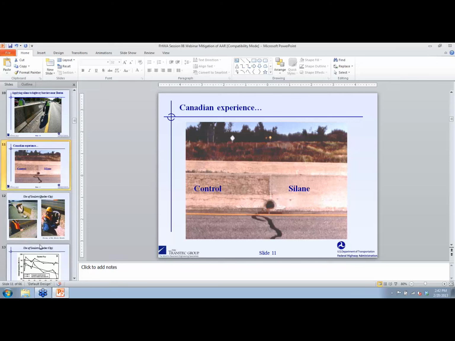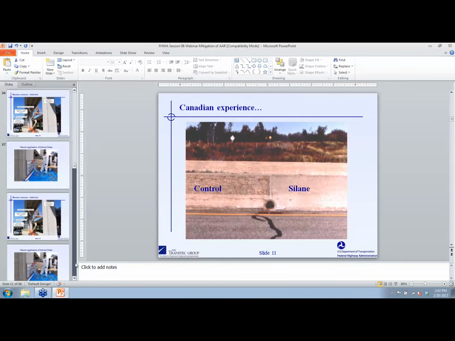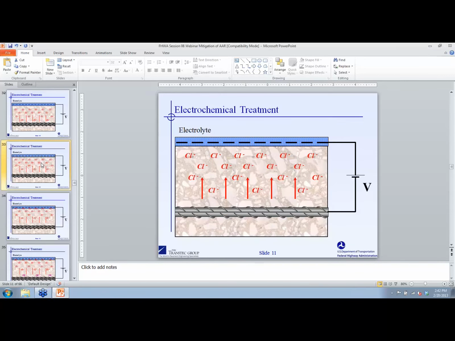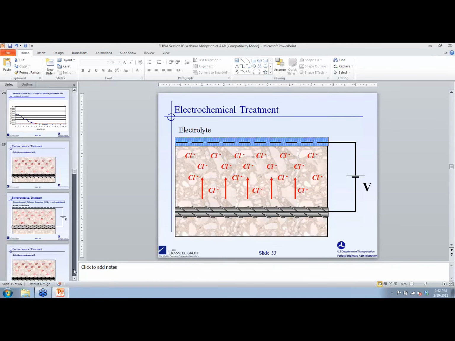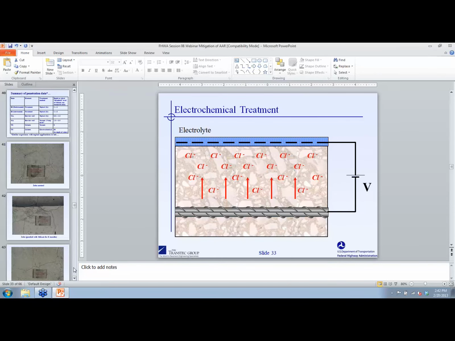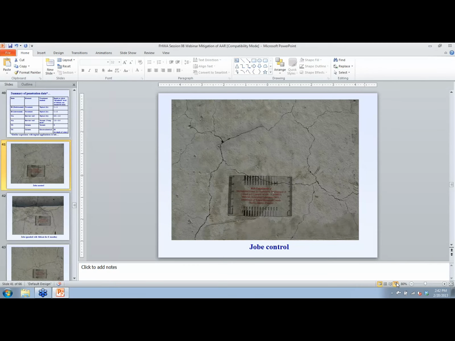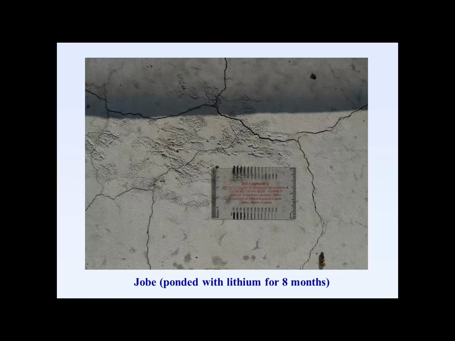Okay, the next question is in regards to slide 33, and the attendee is asking if you could explain again how the lithium blocks expand more than the control ones. It's a good question. To be honest with you, we're not quite sure why, but the only explanation we could come up with was that this particular block here is the one that was ponded for 8 months. Moisture is a driving force for ASR, as we know, and that's why we try to dry concrete out.